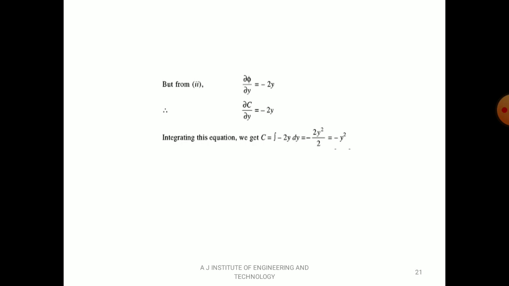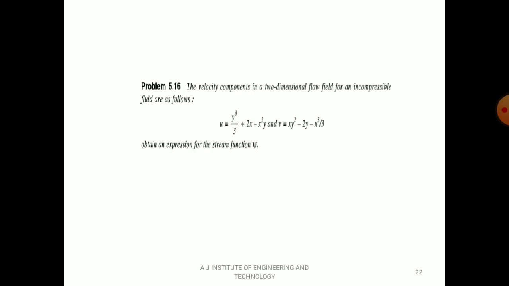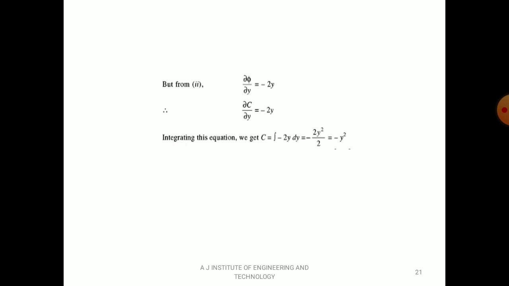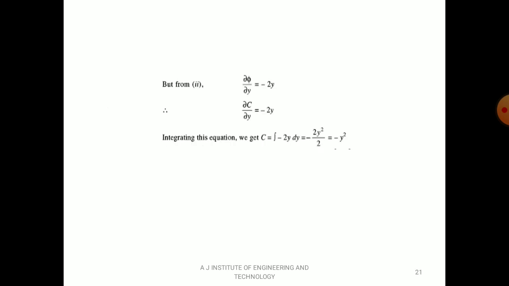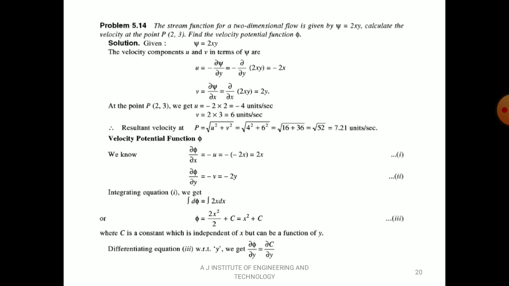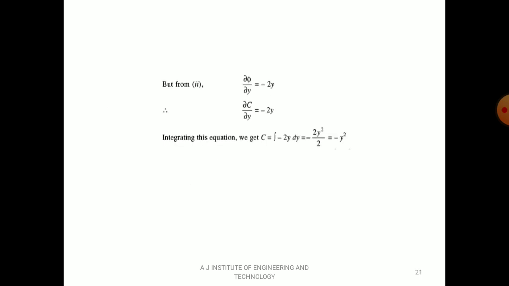Now integrate in order to get the value of c, to cancel the differentiation sign. Integrating this equation, we get c equal to the integration of minus 2y with respect to y. That is equal to minus 2y²/2, which is equal to minus y². Now we can substitute back the value of c in the previous equation, that is φ equal to x² minus y². That is the equation for the velocity potential function.